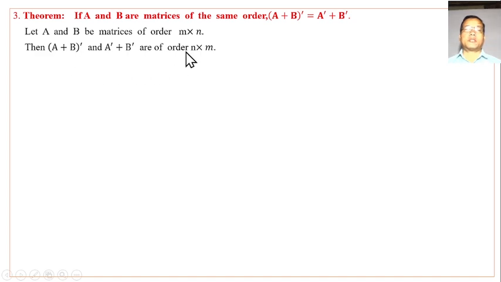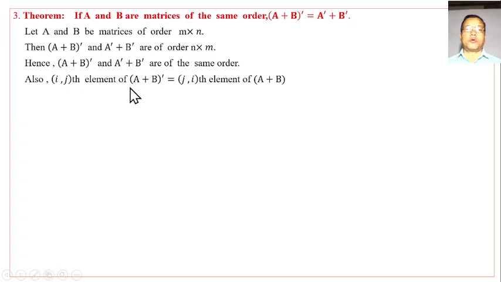A plus B is of order m by n, so its transpose is of order n by m. Then A transpose is n by m and B transpose is n by m, so A transpose plus B transpose is also of order n by m. Hence the transpose of A plus B and A transpose plus B transpose are of the same order.